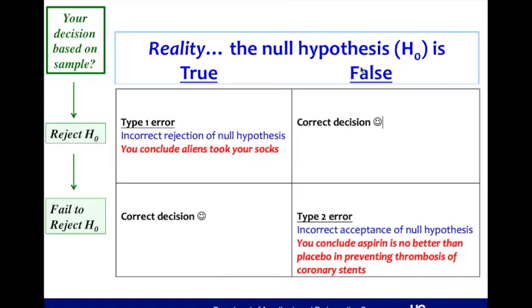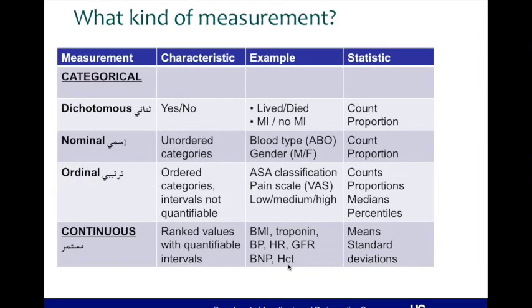If the null hypothesis is false, that is, your alternative is correct, and you do reject the null, you've made the right decision. If you fail to reject the null hypothesis, even though it's false and your alternative hypothesis is true, now you've committed a type 2 error. It's incorrect acceptance of the null hypothesis. So an example would be you conclude that aspirin does not differ from placebo in preventing thrombosis of coronary stents, something like this. You weren't able to prove it. That's a type 2 error.